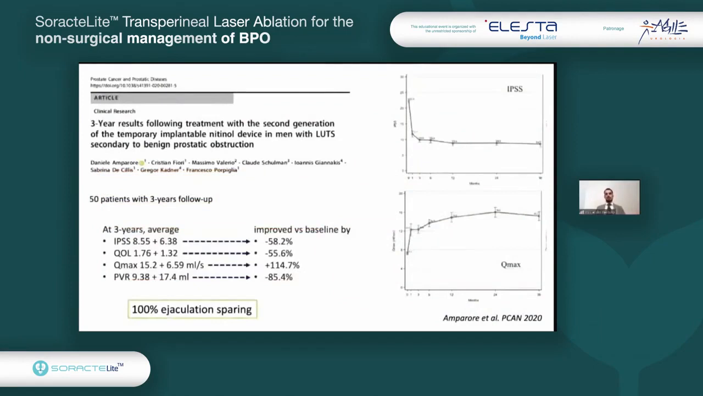This is a study reporting the 3-year results of the second generation, and you see that the results are confirmed. So there is a 100% improvement of Qmax, going from 7.8 to 15 milliliters per second, and a reduction of around 50% of the patient-reported outcomes. And again, the authors underline that there is a 100% ejaculation sparing intent reached.